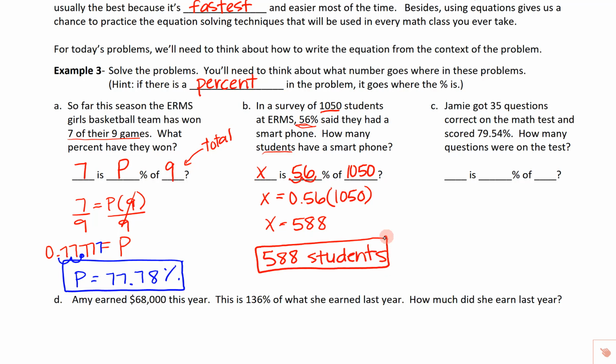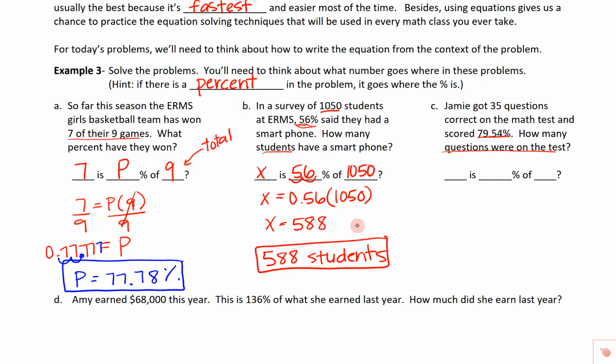So 588 students have a smartphone. All right, next one. Jamie got 35 questions correct on the math test and scored 79.54%. How many questions were on the test? We want to know the total questions on the test.